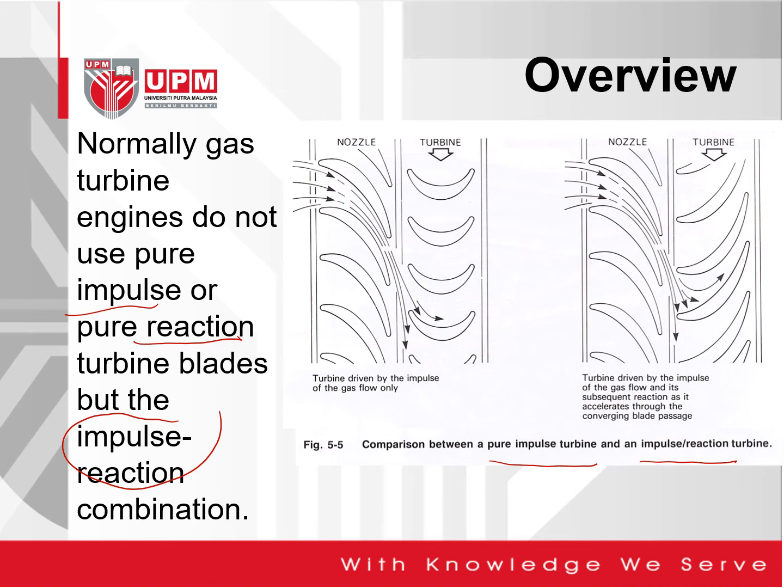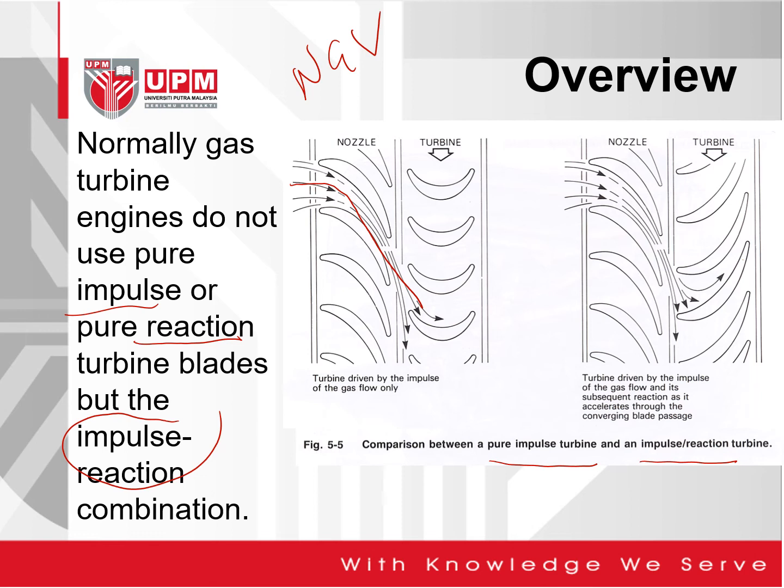Over here, you can see the turbine driven by the impulse of the gas flow only. So this is the nozzle guide vane, the NGV. The gas will impact on the turbine and it will turn the turbine. So this is called the impulse turbine.